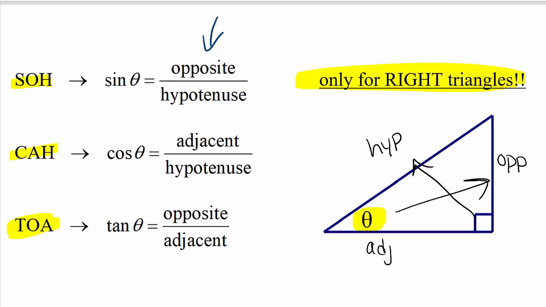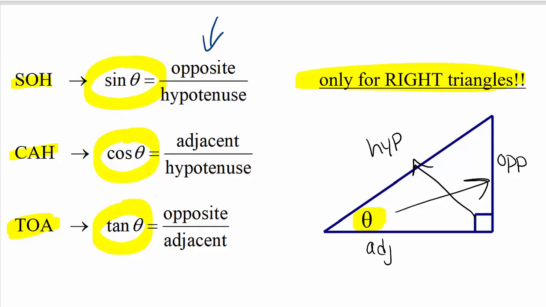Our trig functions are ratios that are put together that compare the lengths of the sides of a right angle triangle. And the acronym SOHCAHTOA helps you remember 3 of the 6 trig ratios that we're going to talk about today. Now the 3 that we're starting with are sine, cosine, and tangent. So let's start with sine.